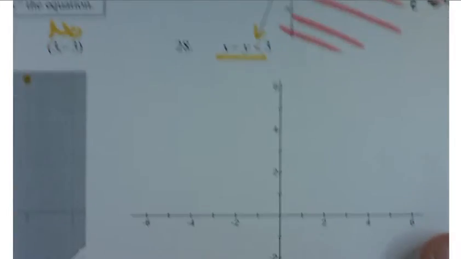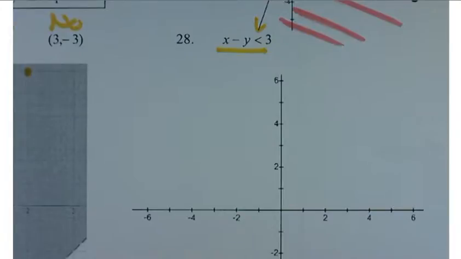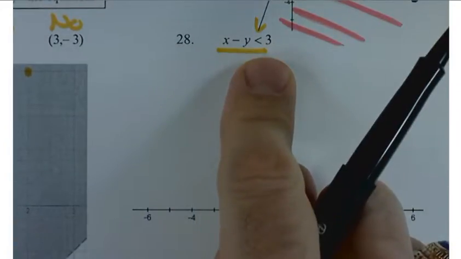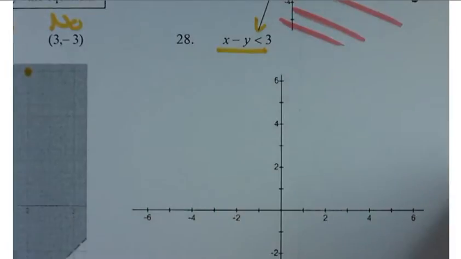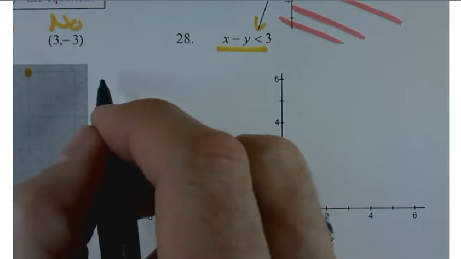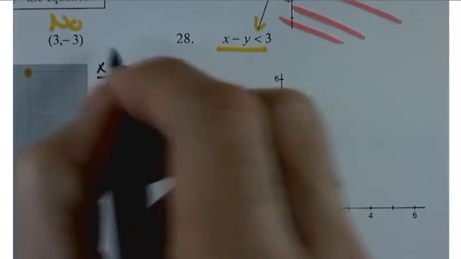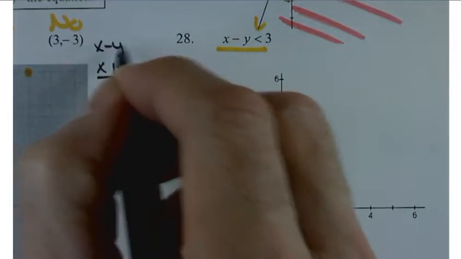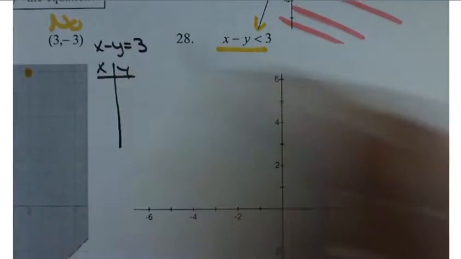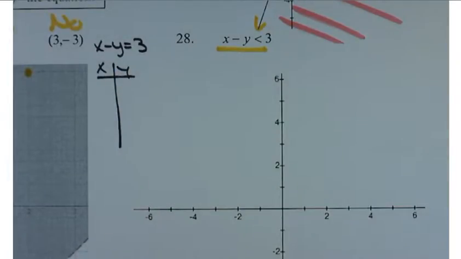All right, let's move to problem number 28. Now we get to do the whole thing for ourselves. It's no longer just, okay, let's do part of it. So x minus y is less than or equal to 3. Let's make ourselves a little t-table over here. We want to look at the corresponding equation. So that's x minus y equals 3.